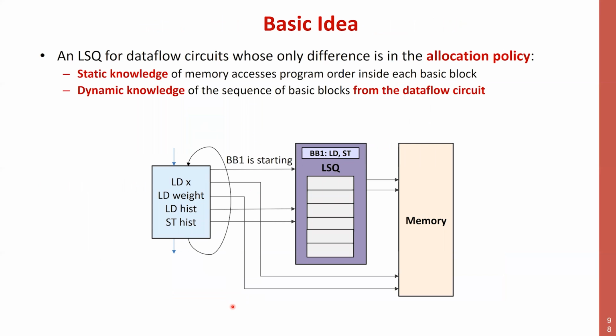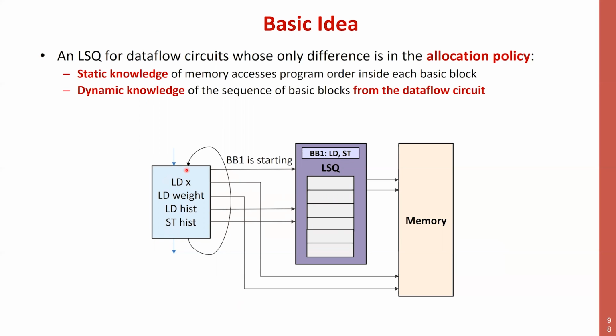And the idea that one can have is to say, well, within a basic block, I know the order, right? Because it's how they are written. It is there in front of me, statically determinable, absolutely clear. What I do not know is the order between different basic blocks, because I don't know after one basic block what is the next basic block. It depends on control flow, right?